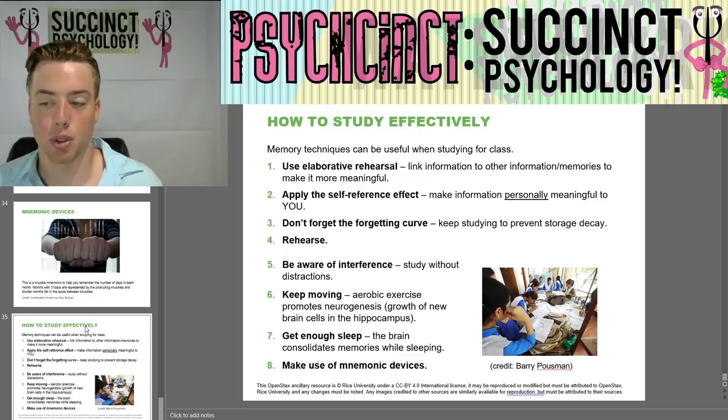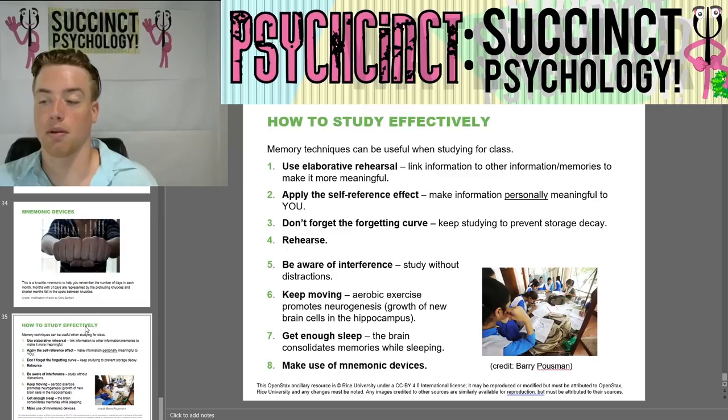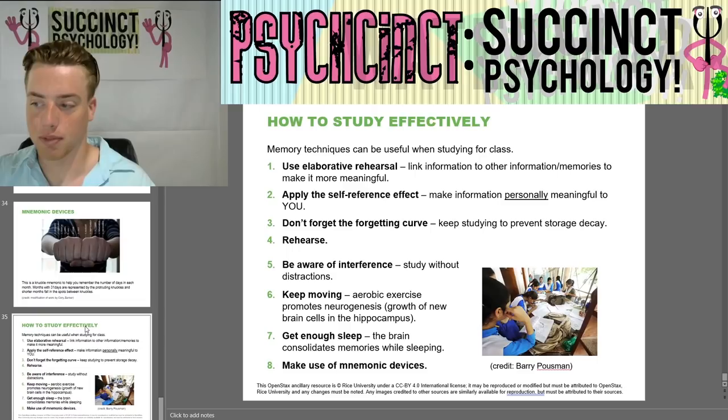Six, keep moving. Aerobic exercise promotes neurogenesis, which is the growth of new brain cells in the hippocampus. So maybe go for a walk before you study. Seven, get enough sleep. Obviously, sleep is good. The brain consolidates memories while you're sleeping. And finally, make use of mnemonic devices. So, for example, the knuckle trick with the months. You can come up with your own mnemonics in order to help you study and retain the information.